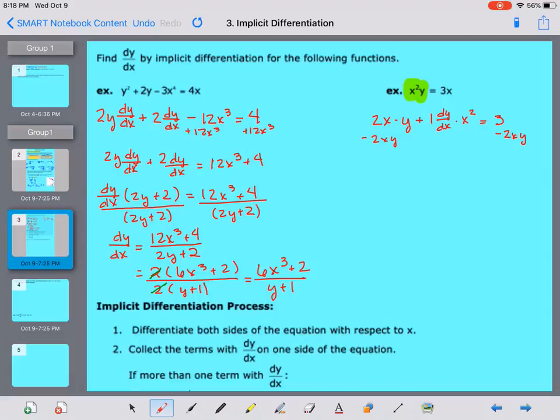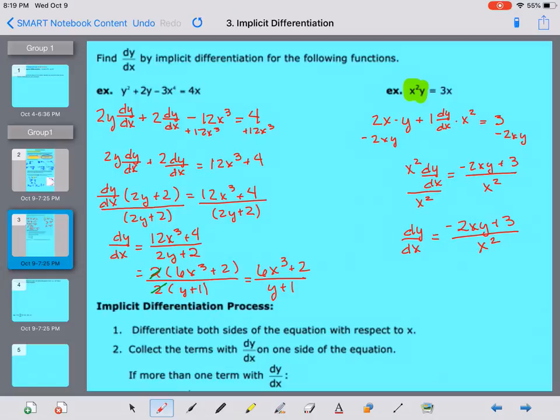I'm going to multiply that 1 and the x squared, so I get x squared dy dx equals negative 2xy plus 3. If you wanted to write it 3 minus 2xy, that would be fine as well. And then last step is to, of course, divide out what's with the dy. So I wind up getting dy dx equals negative 2xy plus 3 over x squared. Nothing really to factor out, therefore there's nothing to cancel out, so I'm done.